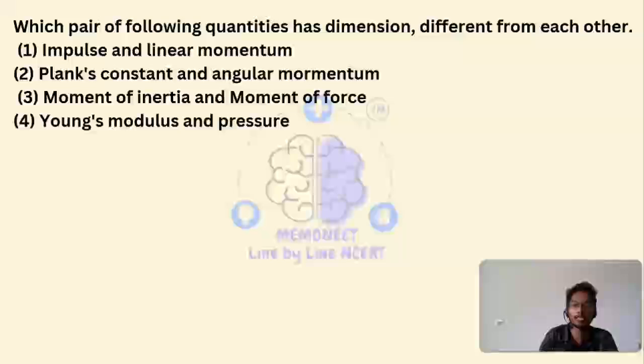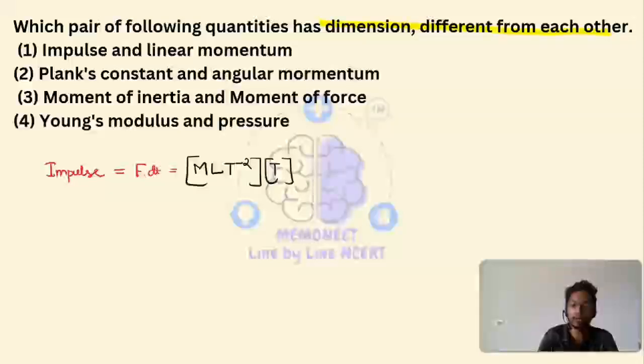The following quantities have dimensions different from each other. Okay, so what do we have? First is impulse, that is force times dt is the impulse. For the force we can write the dimensional formula, that is m into a, that is m for the mass, and for the acceleration L t to the power minus 2, into t. This is for the impulse, that is into t, equals m L t to the power minus 1.